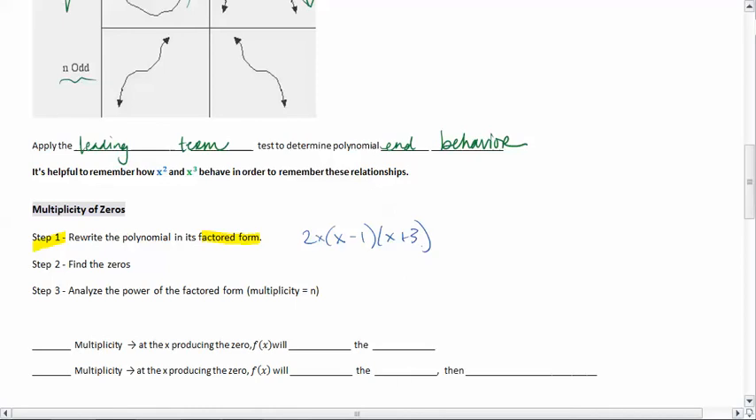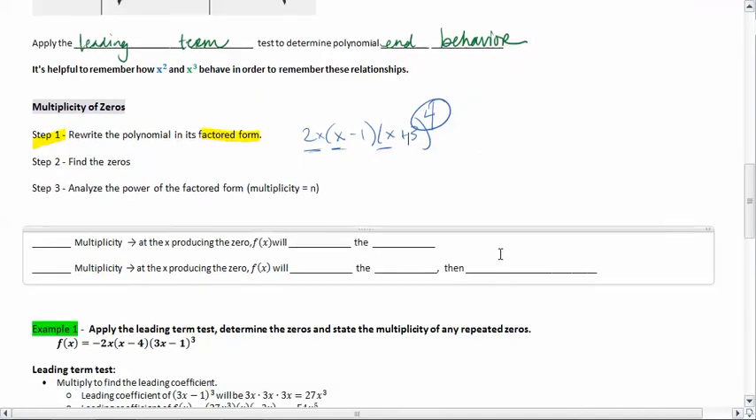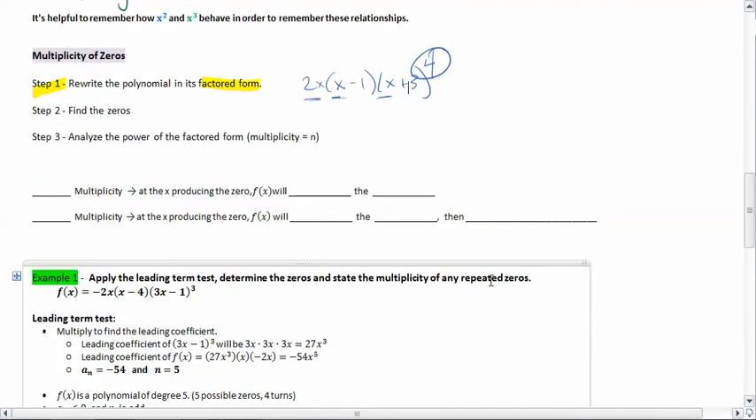Step 2 is to find the zeros. Step 3 is then to analyze the power of the factored terms of the factored form. So in the above example where I had 2x times parentheses x minus 1 times parentheses x plus 3, let's put a 4 on that x plus 3. So we're raising x plus 3 to the power 4. So we might have a multiplicity of 4 for that zero. But the first thing you need to do is find that leading term to make a guess about what's going to happen. And that leading term is going to include all of these x's, including that x to the 4th that we have.